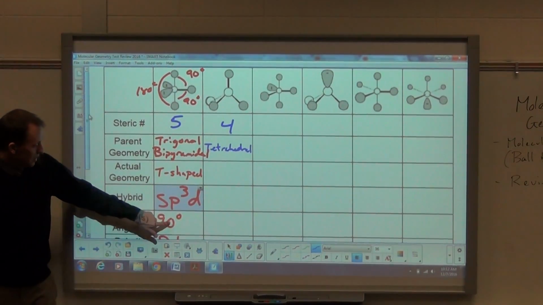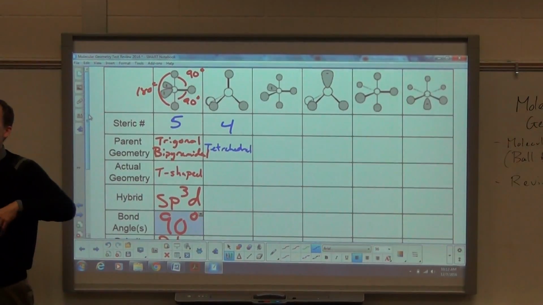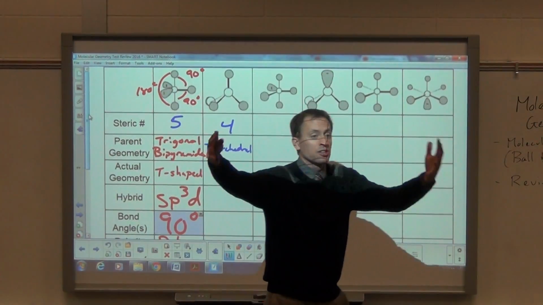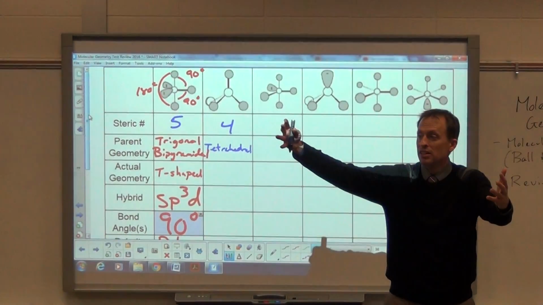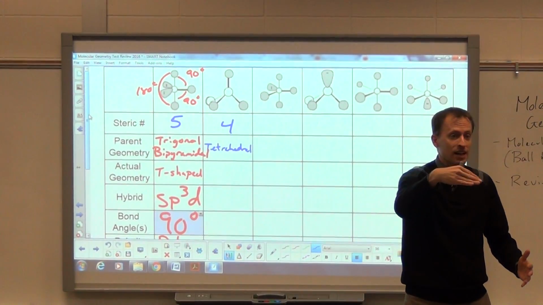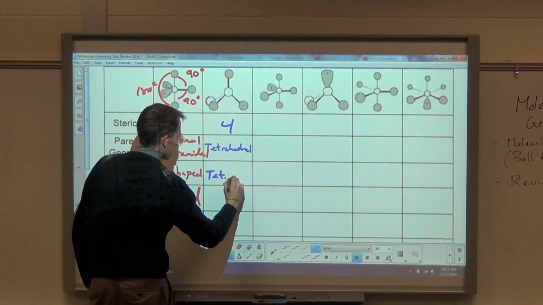Tell me, I'm going to already give it away. Why? I know that this is tetrahedral. What would have to be present for my parent not to be the same as my molecular? Why are those different? What always has to be present? Lone pairs, right? If there are no lone pairs, they are exactly the same, automatically. So if I say tetrahedral, I'm going to say tetrahedral.